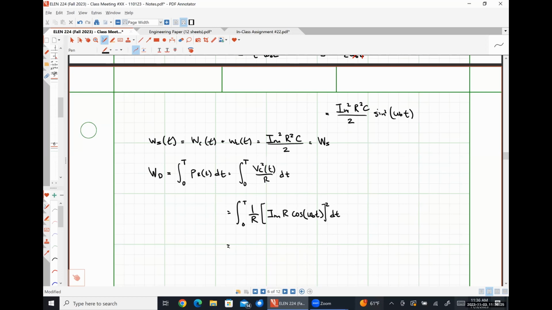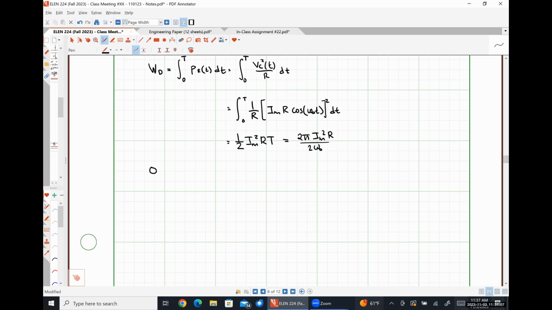is 1/2 Im squared times r times capital T, which is the period of our waveform. That is equal to 2 pi over omega naught. And so this becomes 2 pi times Im squared times r divided by twice omega naught. Yes, I am well aware that the 2's are going to cancel each other out, but I'm going to leave them in there and you'll see why in a moment.